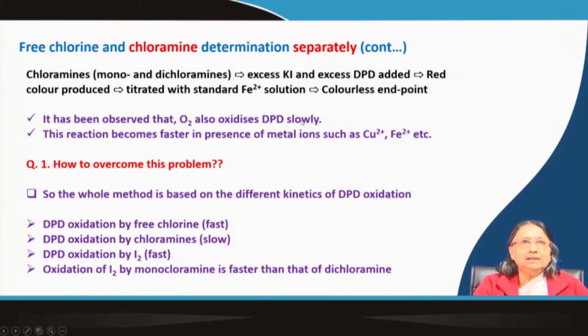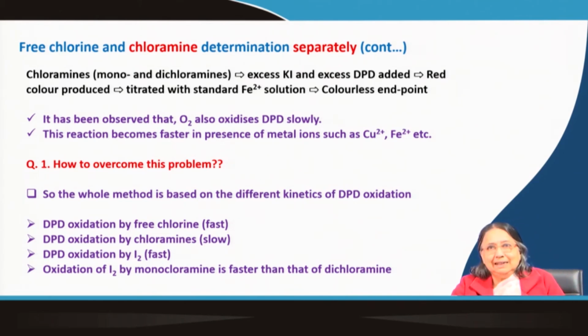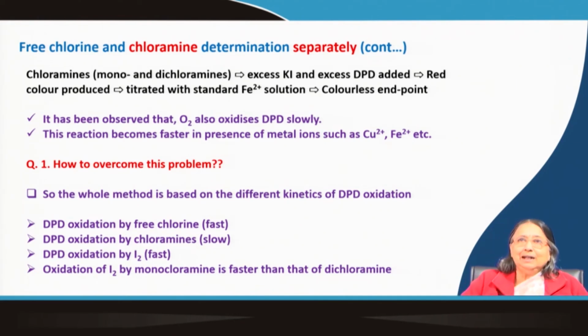It has been observed that oxygen also oxidizes DPD slowly. Oxygen is also an oxidizing agent, so it can oxidize DPD also. This reaction becomes faster in the presence of metal ions, which catalyze it. So how to make the reaction of oxygen with DPD slower? By adding EDTA, because EDTA is a very good complexing agent and can complex with metal ions. If you complex these metal ions with EDTA, they can no longer act as a catalyst, so this reaction will be slowed down.